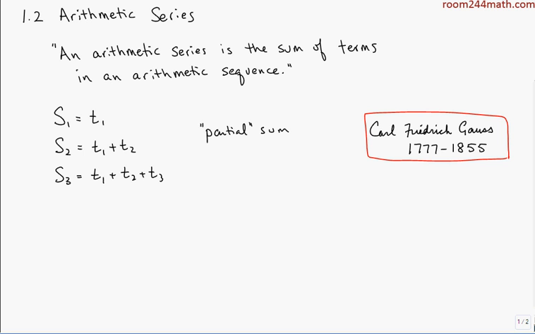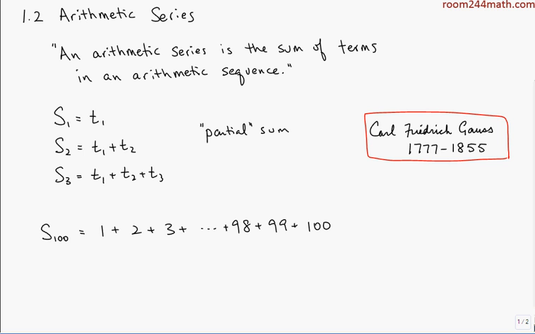Now, I want to give you a slightly different way of thinking about that problem that will help you remember how to add up the terms in a series. And it's the way I remember it. I think it's a simpler way of thinking about how to add up the terms in a series. So what Gauss was given was adding up the numbers from 1 to 100. So really he was given the problem of finding S100 of the series 1 plus 2 plus 3 all the way up to 98 plus 99 plus 100.